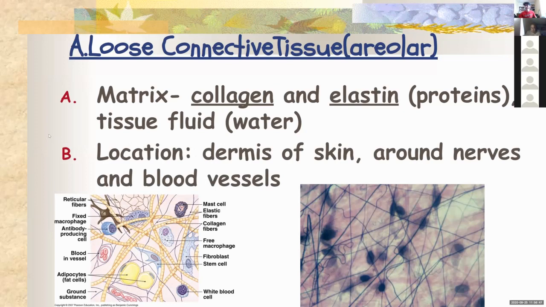And we find loose connective tissue under our skin, which is the dermis of our skin, and then around our nerves and blood vessels.